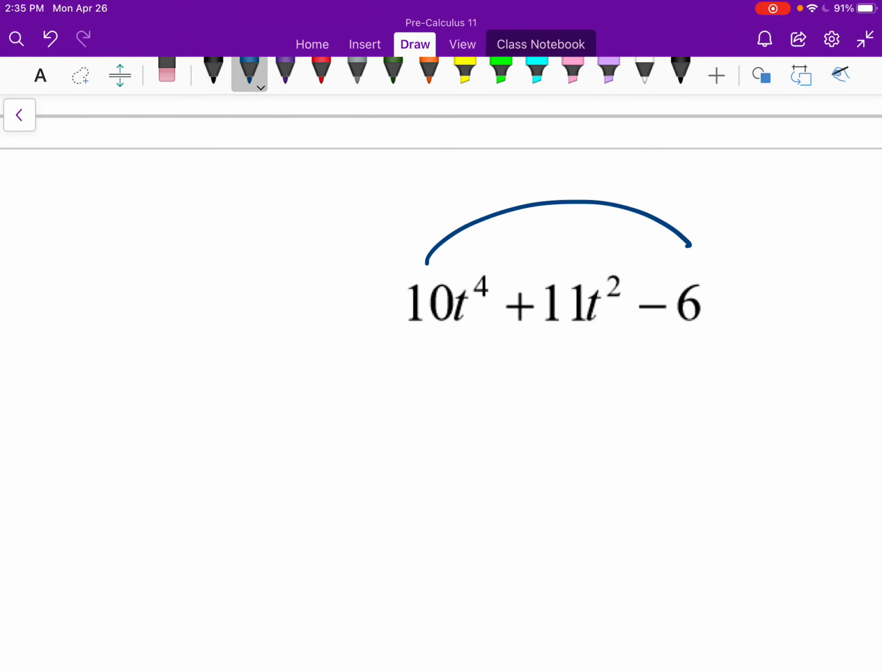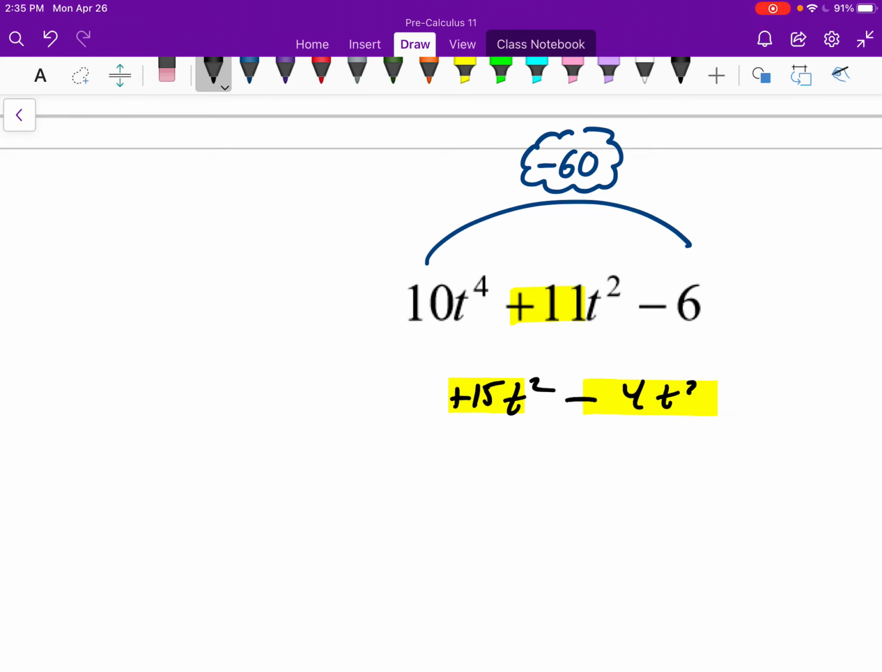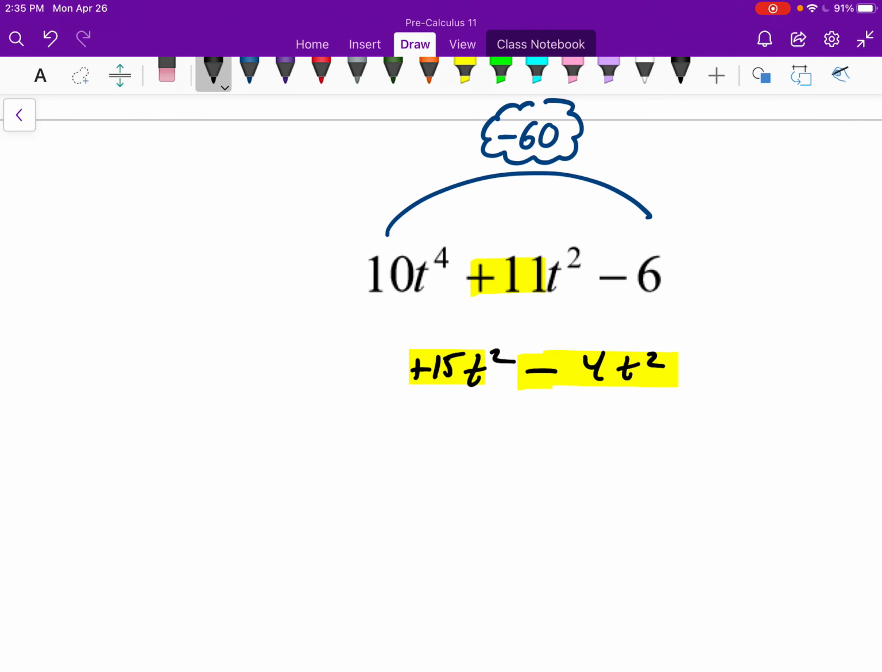So multiply 10 and negative 6 together, I get negative 60. What multiplies to negative 60 but adds to positive 11? 15 and negative 4. So this time I'm going to go plus 15t squared minus 4t squared. And so leave everything else as is. And again, I am choosing to do this just because I'm pointing out how that factoring by grouping, while it can be a bit time consuming, it'll always work. And if you're unsure, do what'll always work.